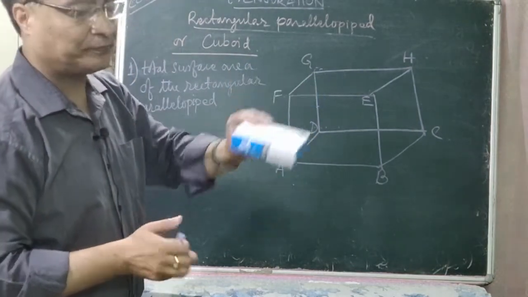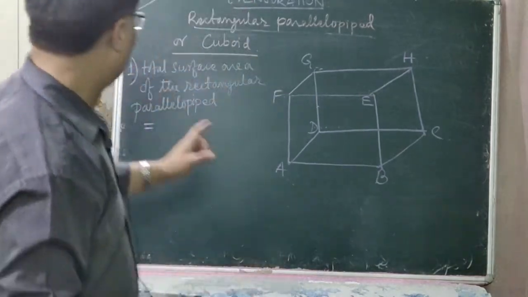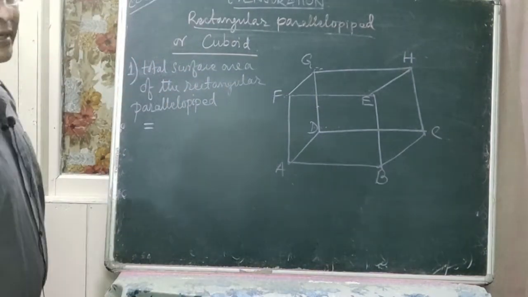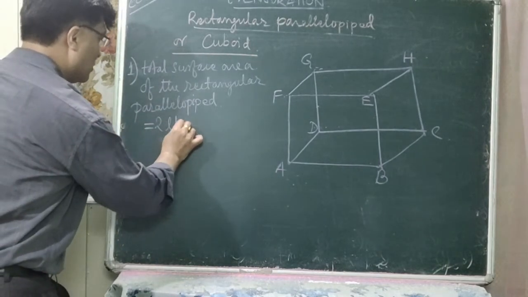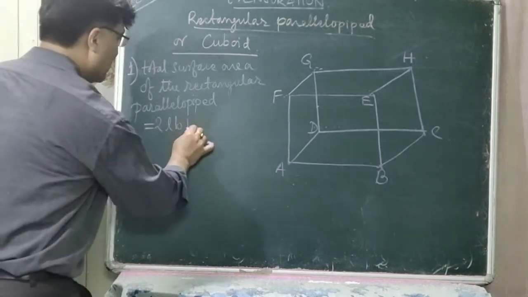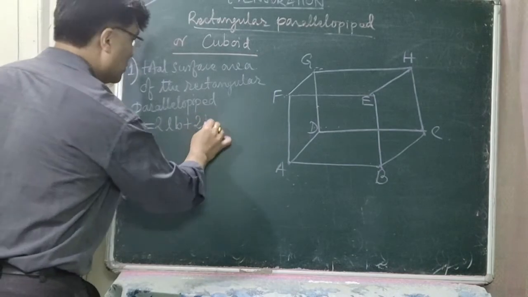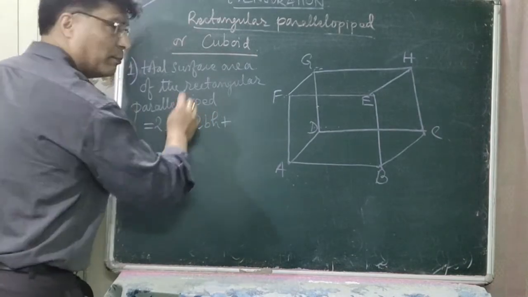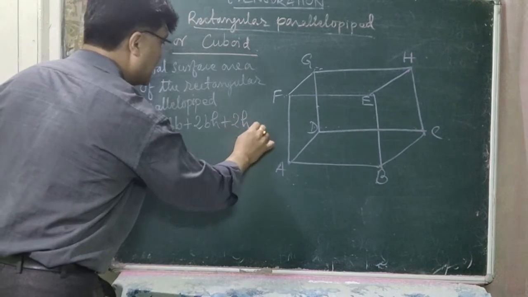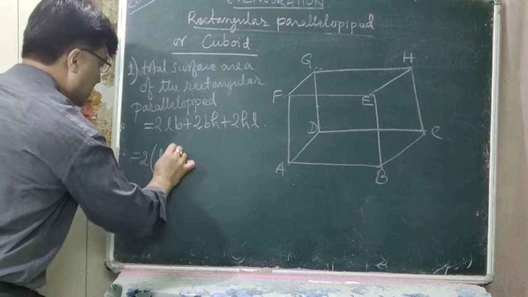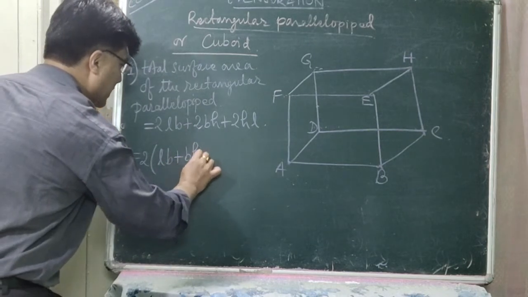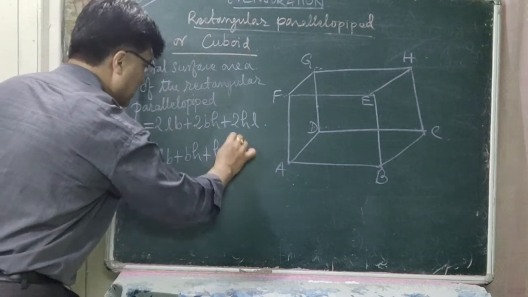Is that clear? So that will give you the total surface area of the rectangular parallelepiped. That is 2 into length into breadth plus 2 into breadth into height plus 2 into height into length. So which is equal to twice within bracket LB plus BH plus HL.